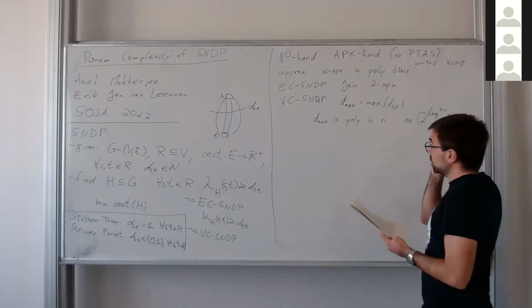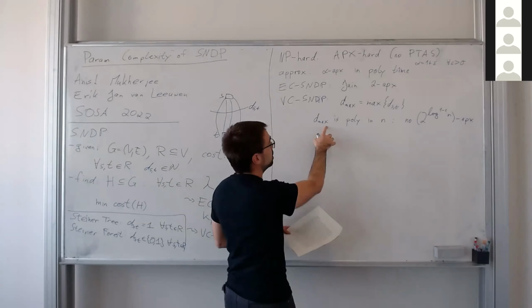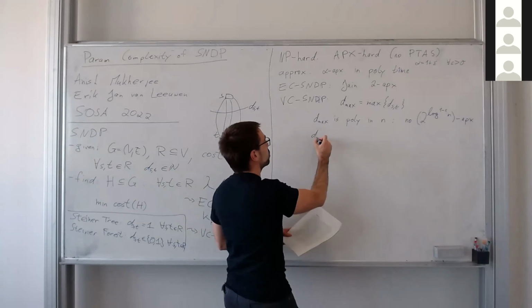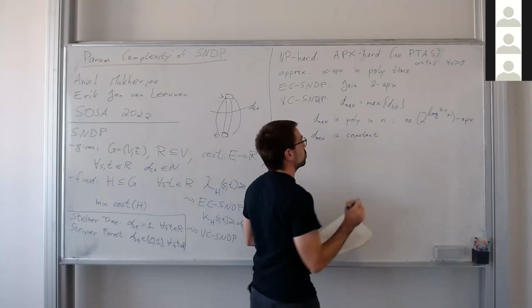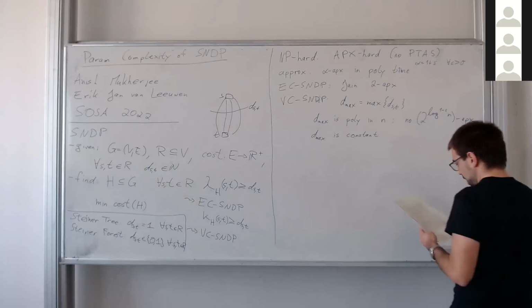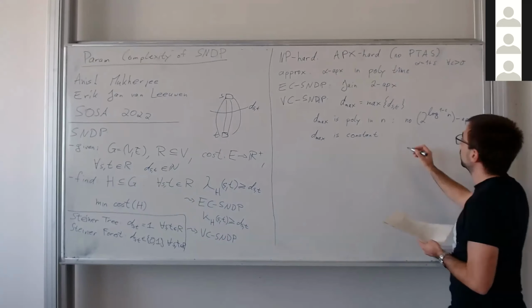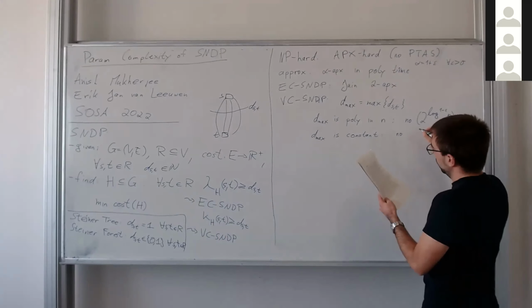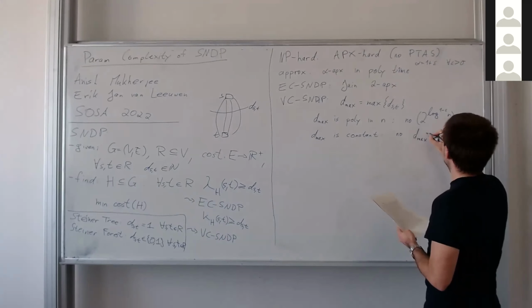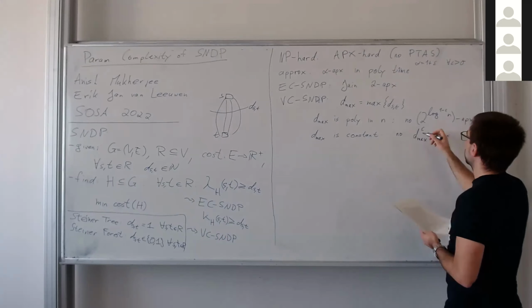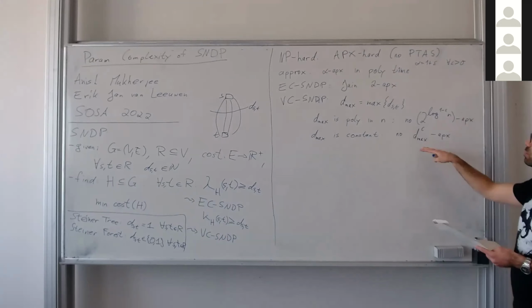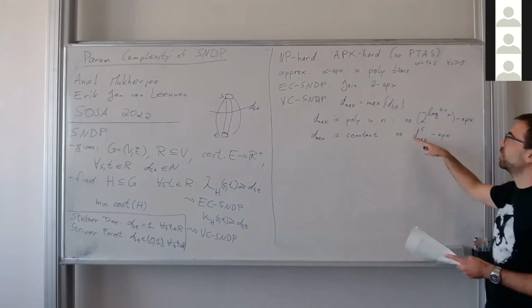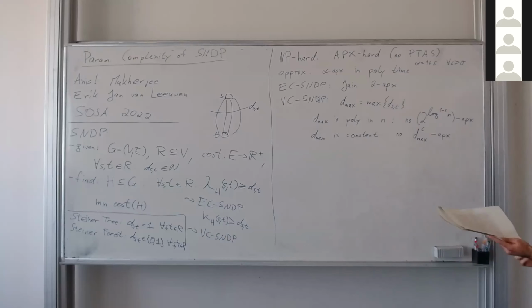And then there's another one. This is only when Dmax is very large. What if it's small? If Dmax is constant, there is also a lower bound, and this one says that there is no Dmax to the epsilon approximation for some epsilon greater than 0. So somehow this maximum demand is a barrier for polynomial time approximations.